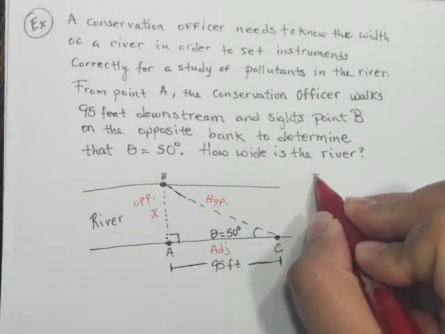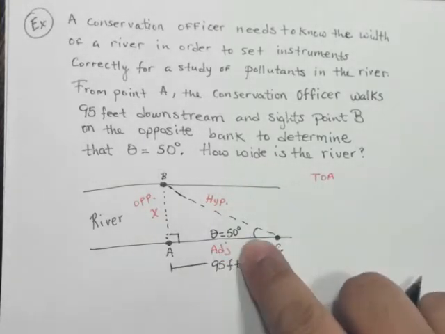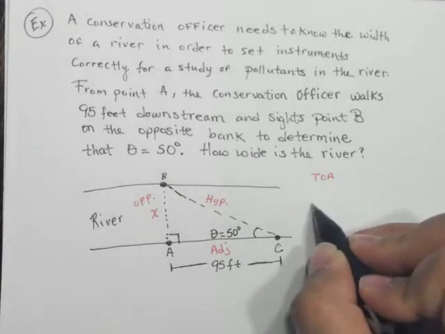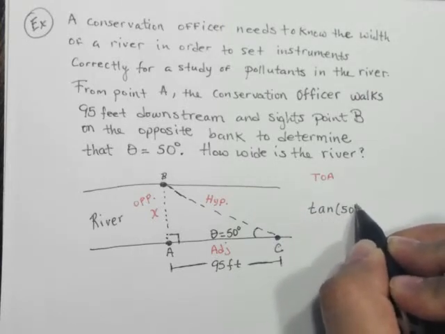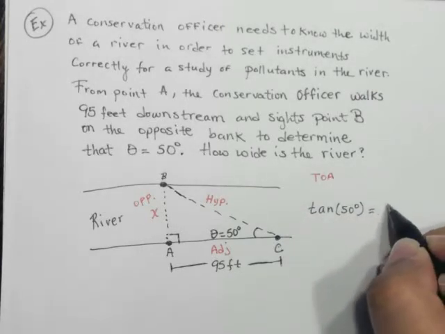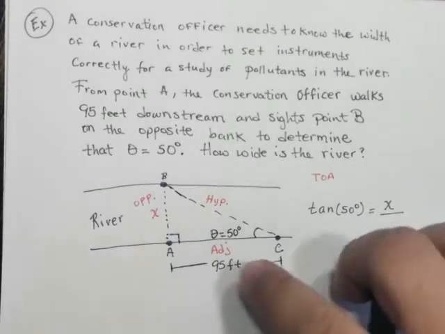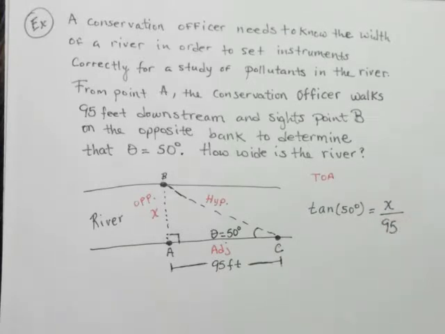In this case, TOA. TOA standing for the tangent of the angle theta is the opposite over the adjacent. So in this case, we will say that the tangent of 50 degrees is equal to the opposite, which is x, over the adjacent, which in this case is 95 feet. So our job here is simply to solve for x.